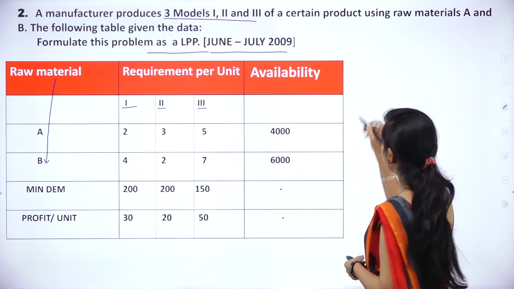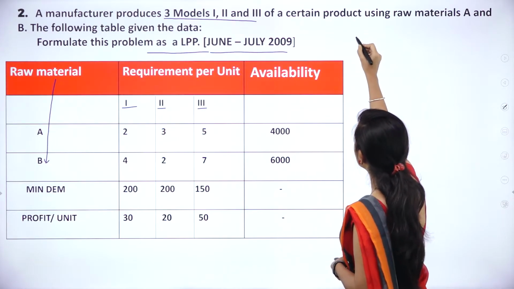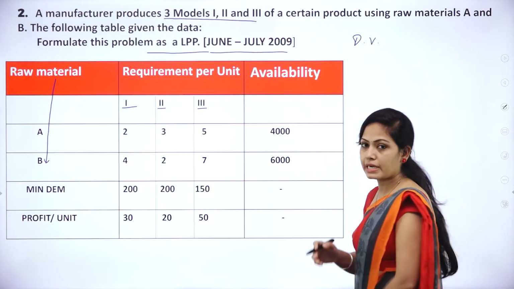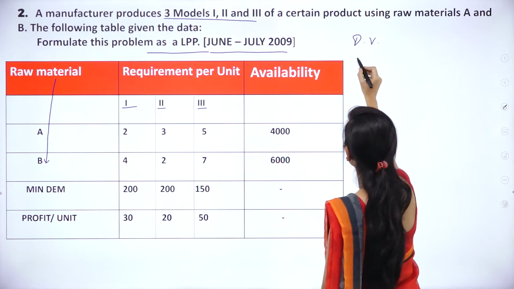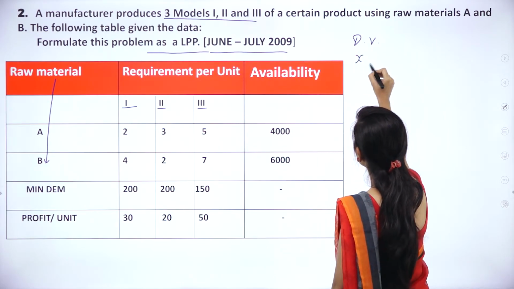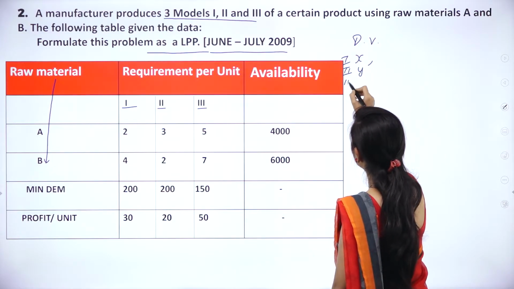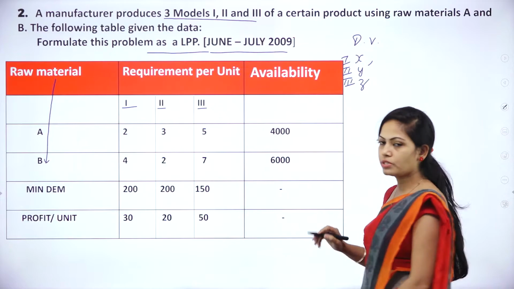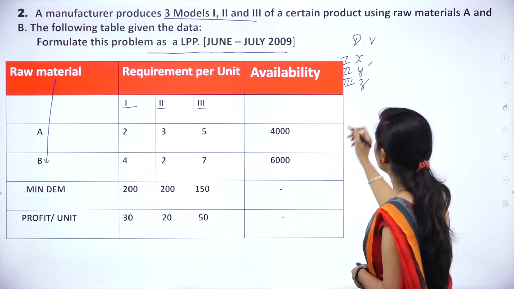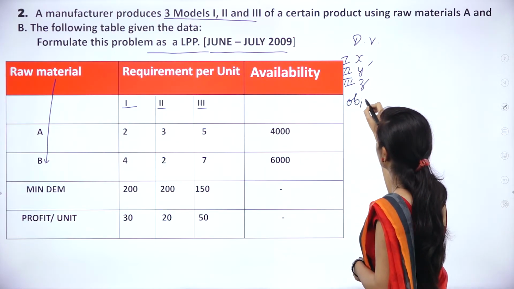So what is the first step? First, I will write the decision variables. I will consider the first model as x, the second model as y, and the third model as z. So these are my decision variables. After that, I will write the objective function.